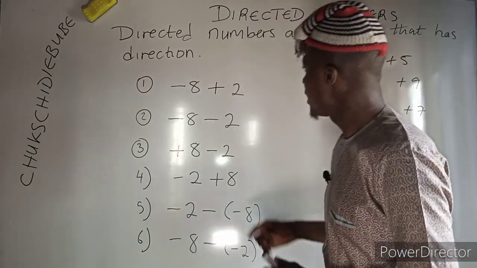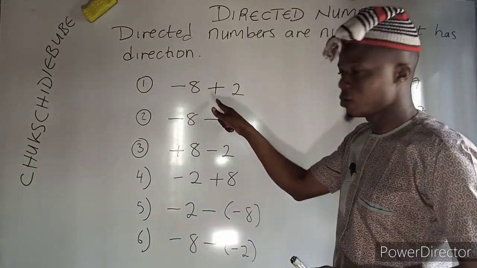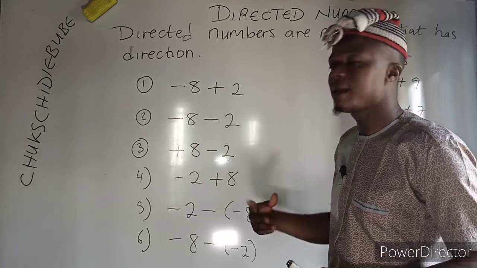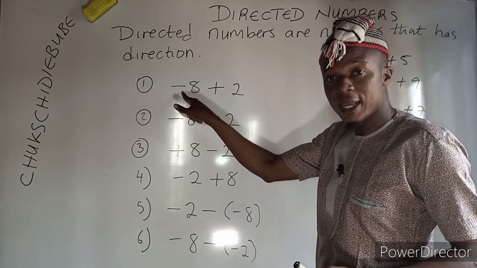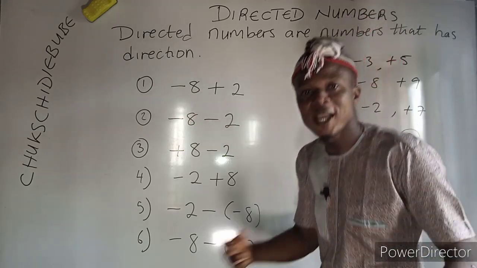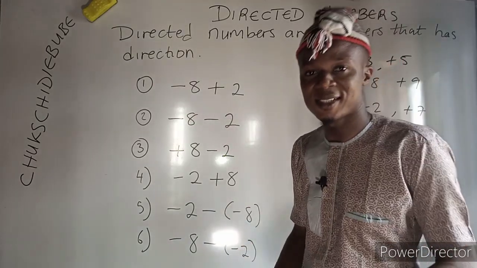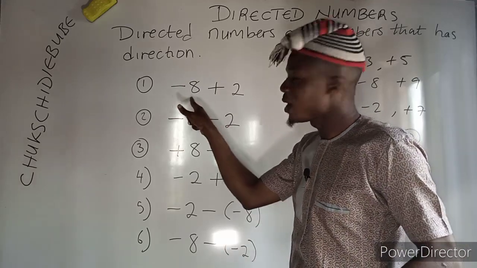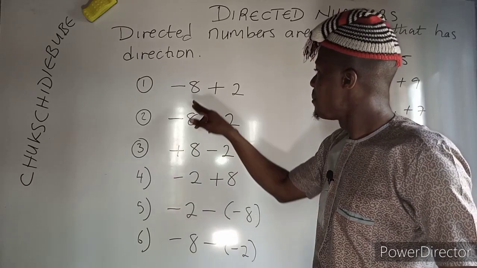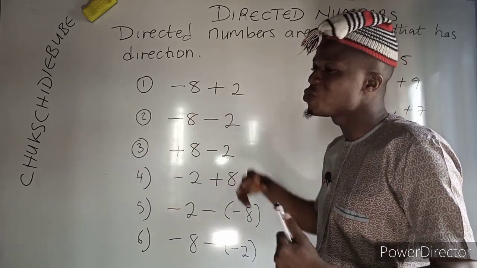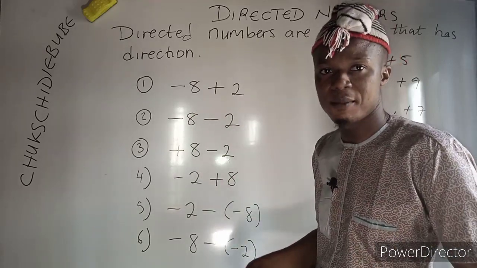All right, then here when you now have minus 8 plus 2, it simply implies that you are owing someone 8, but you have just 2. You can see that you are not equal to the task this time around because what you are owing is more than what you have. So minus 8 plus 2 means that you are not even able to complete your payment.